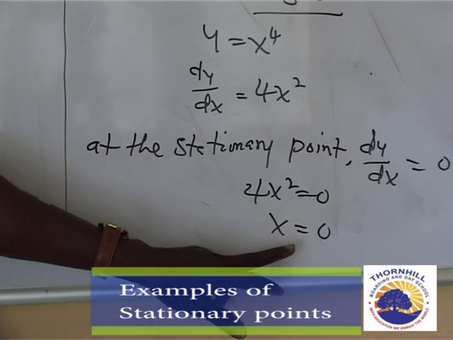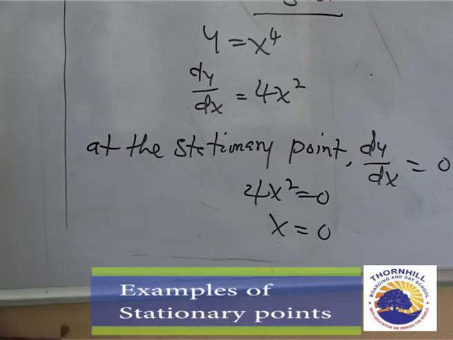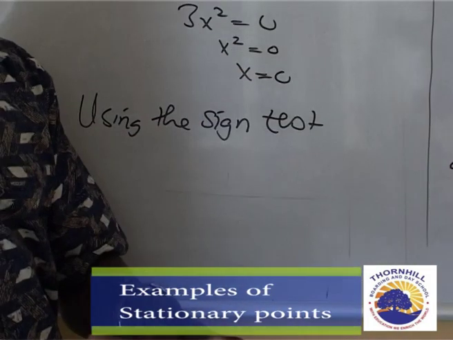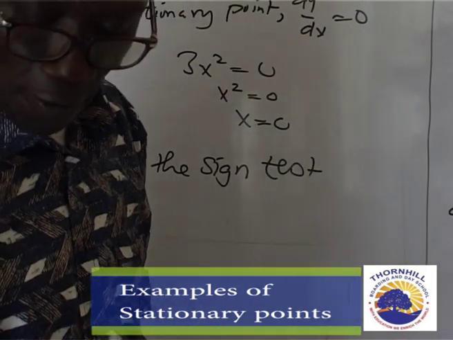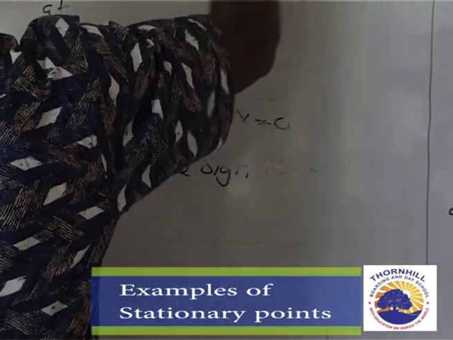So now, we know x is equal to 0. So we want to use the sine test to find the nature, whether it is maximum, minimum, or a point of inflection. So we need to make a simple table.